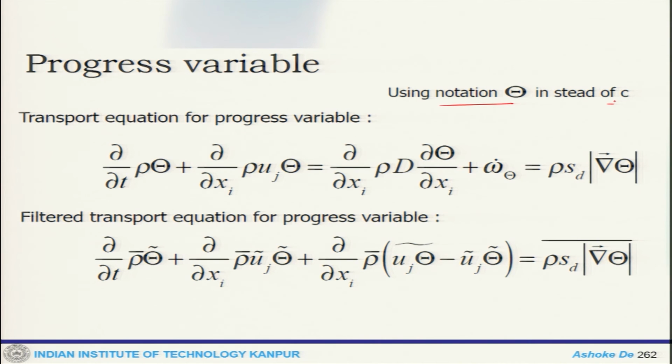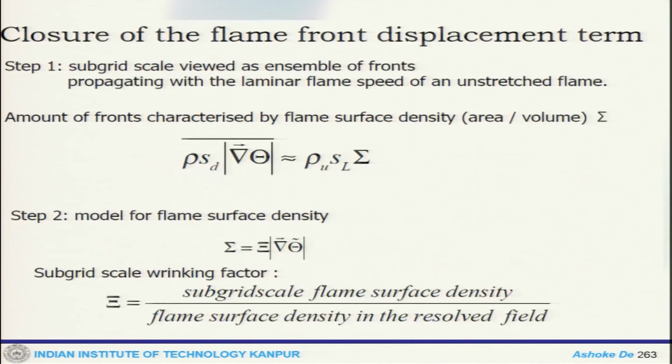So there also we will use two transport equations for this particular progress variable, one transport equation for the mean progress variable, with unsteady, convection, diffusion and source terms, and this is modeled as rho SD. Once we use the filtered equation, then we get this, which is also modeled on the right hand side as SD del theta. So there are terms which are unclosed and one has to close them. Now, closure for this displacement term.